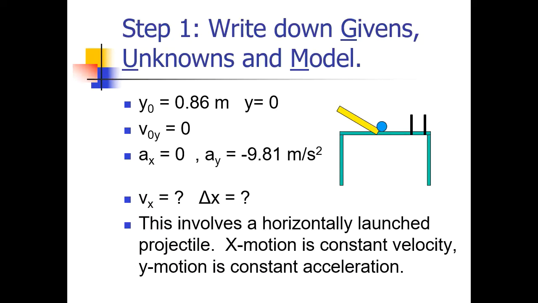The model here, well, we have two kinds of motion. We have horizontal and vertical motion at the same time. So the horizontally launched projectile will have a constant velocity in the x motion. We'll use the constant velocity model there, and the y motion will be constant acceleration. So take a look at this screen, make sure you understand everything here before you move on. Go ahead and pause the video if you need to.